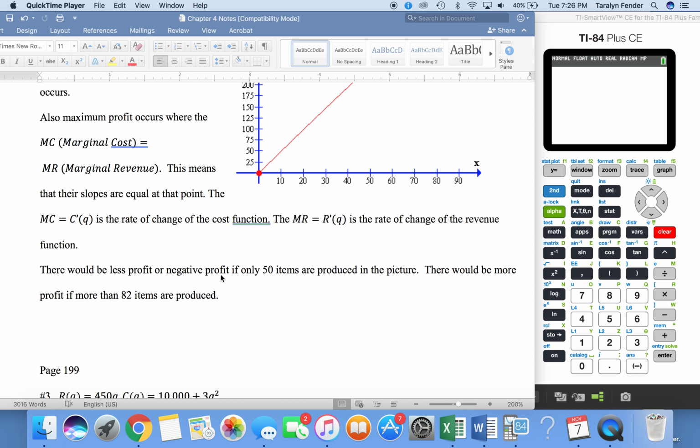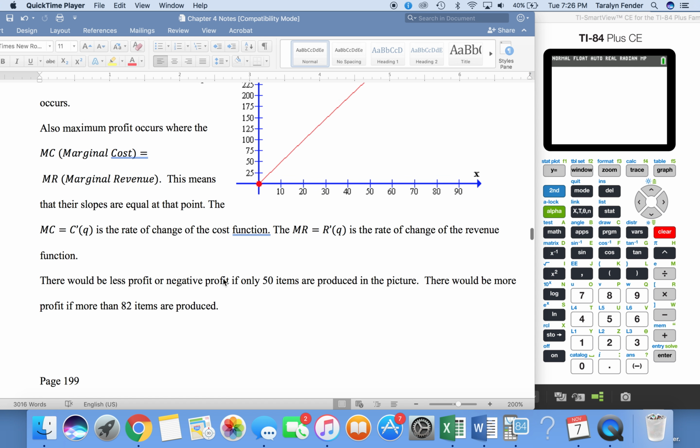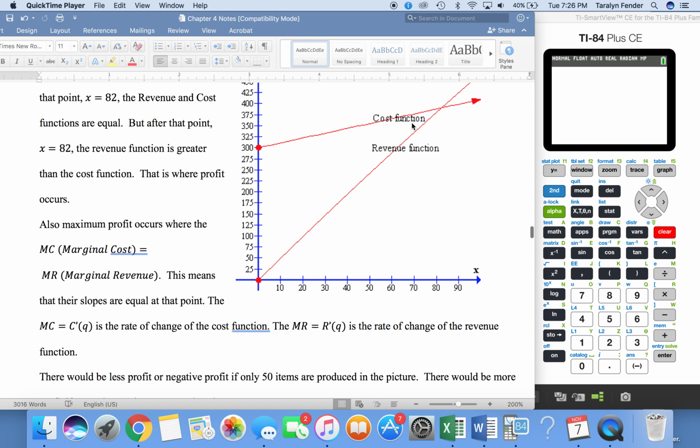Now, negative profit, you really cannot have negative money, but you can be in the hole. You can owe someone. So in this case, revenue is less than cost function. There had to have been some money that the person who is owning the business put in to the business.